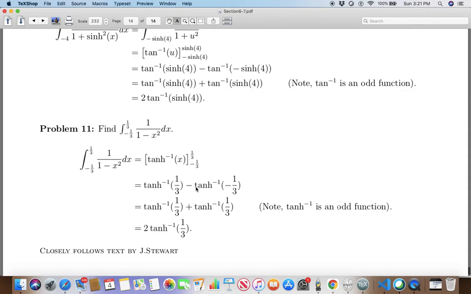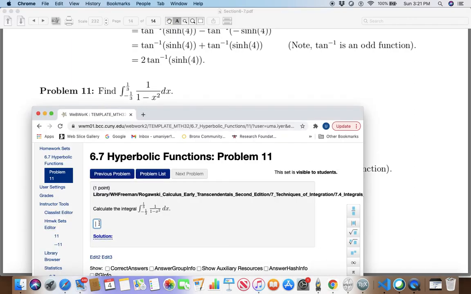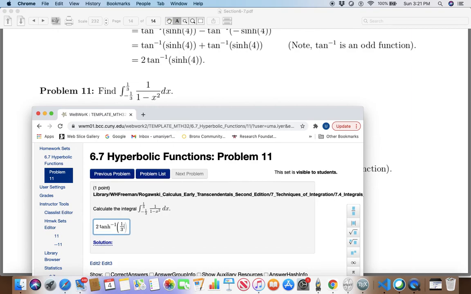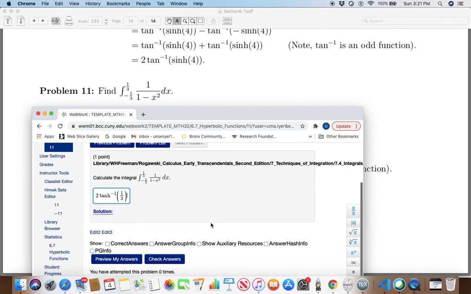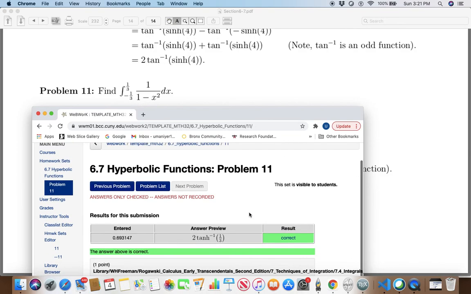Keep in mind, inverse tanh is also an odd function, so the negative comes out. Once that comes out, twice inverse tanh of 1/3. Let's see whether it accepts it. Yeah. So that's it. That completes our problem.